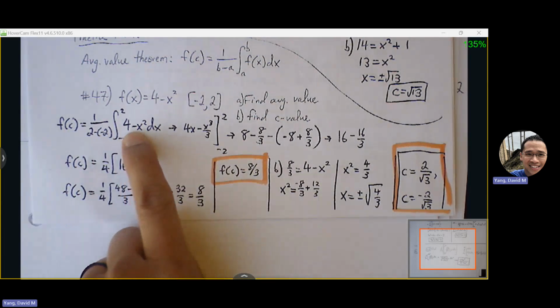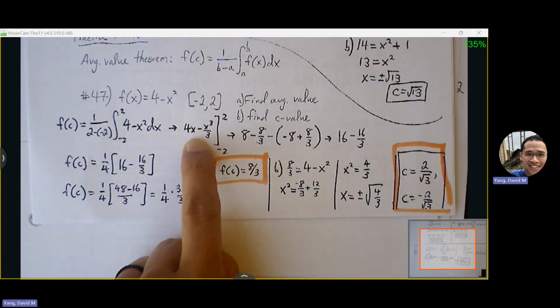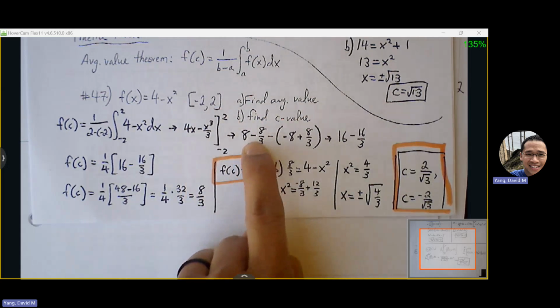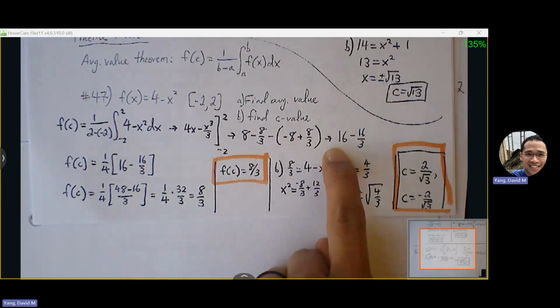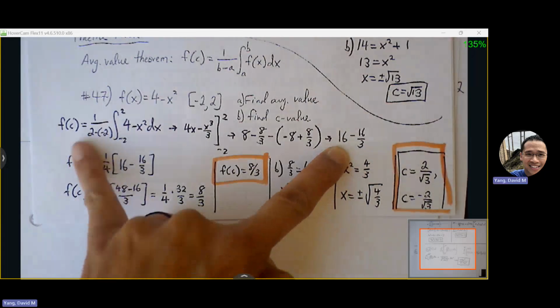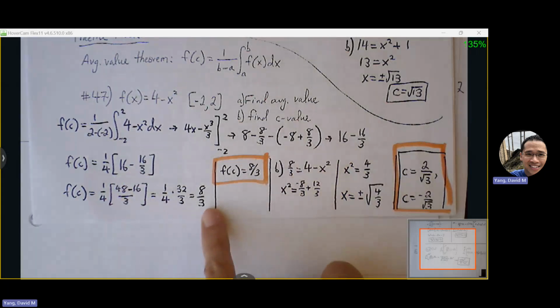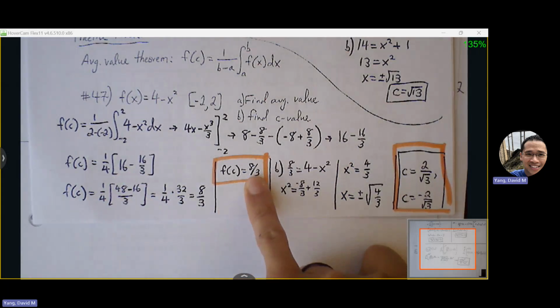So we take care of 4 minus x squared first, go through power rule, 4x minus x cubed over 3, then evaluate the bounds. Upper bound gets inserted first, minus, then lower bound. Clean all that up. Don't forget about that 1/4 that's sitting in front as a coefficient. Once you multiply that 1/4 through, then you have your average height, your average value.